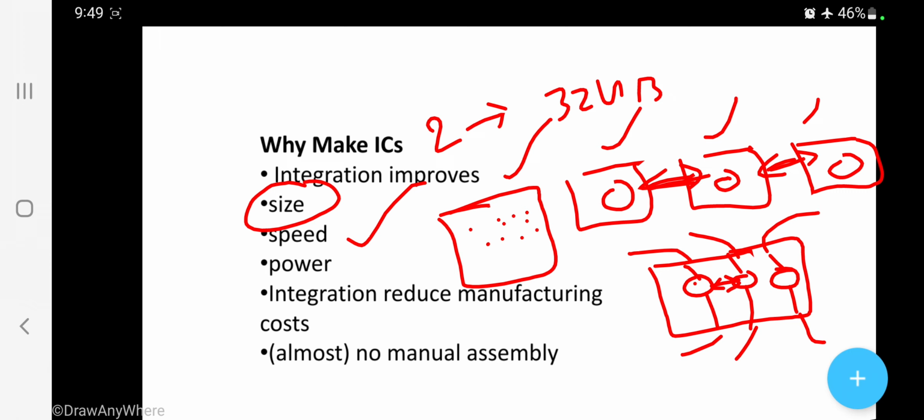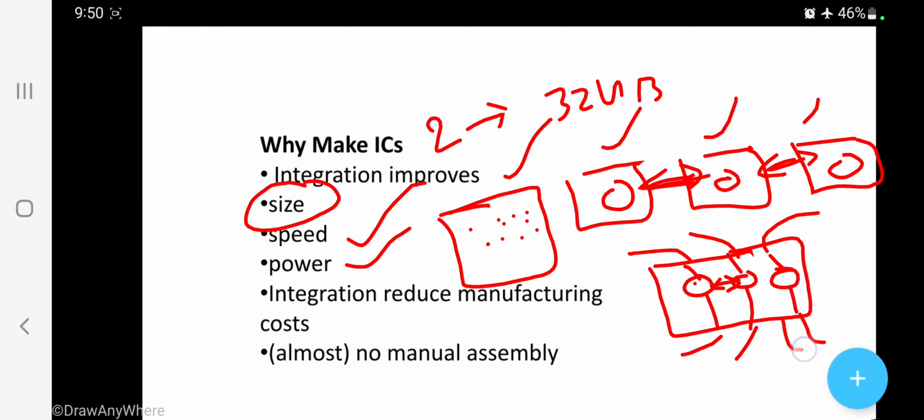You can see cell mobile phones: 2 GB RAM phone, 4 GB, 8 GB, 16 GB. Mobile phone size is the same, but the memory size is increasing. And ROM, if you take 128 GB, 256 GB like that, the mobile phone size is almost the same. It is not increased. That is because the size of the transistor is going on decreasing, and the power required also decreases as we integrate.